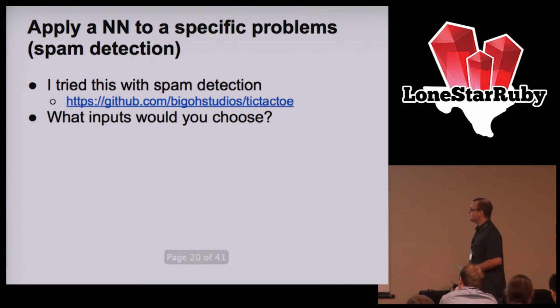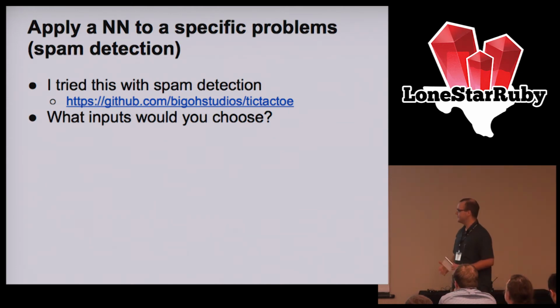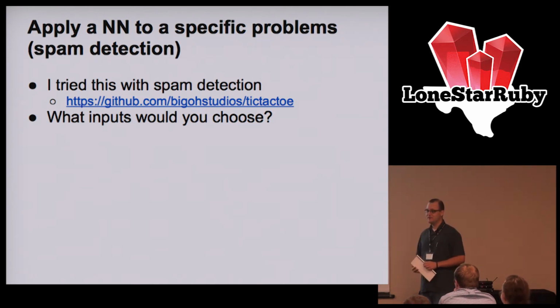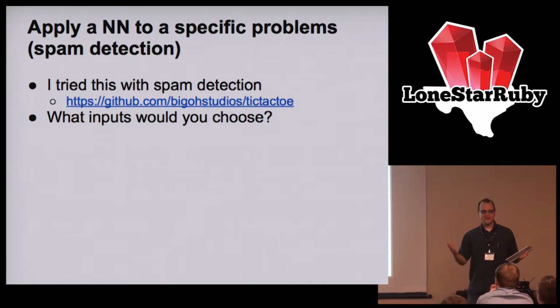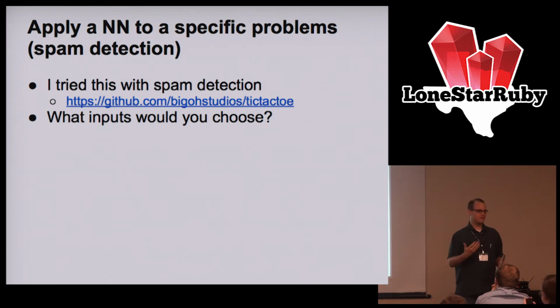So I do have code up for these experiments. Yes, that does say TicTacToe. That's because I did two examples, and I did TicTacToe first. So the repository got named TicTacToe, not spam detection. So whatever. So let's say you were going to do it. You were going to build a spam detector using a neural network. Open to you guys. What inputs, what characteristics of an email do you think might indicate spam or ham?